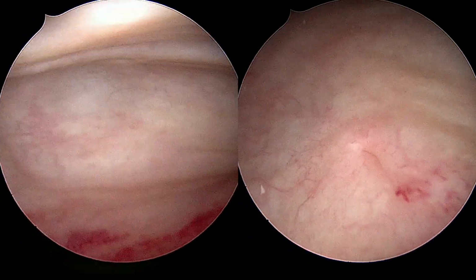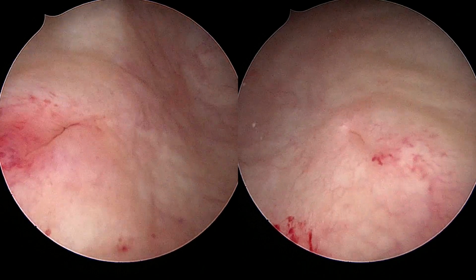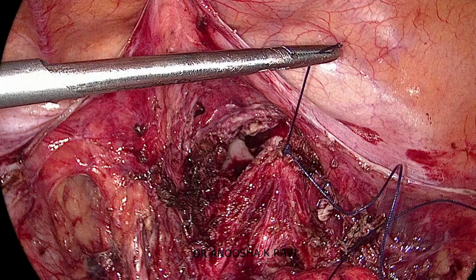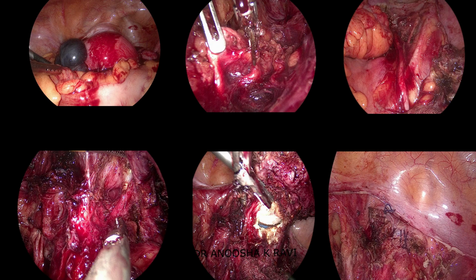A check cystoscopy shows clear urine efflux from both ureteric orifices. After removing the specimen, the vault is sutured. This is the final picture and also the summary of the important steps involved in this case.